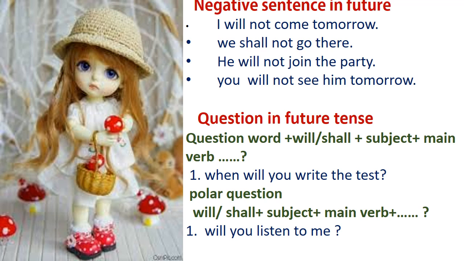Polar question. For yes or no type question, the question begins with the will or shall plus subject plus main verb. Continue with the adjective or adverb. Ends with the question mark. See the example. Will you listen to me? Will is the auxiliary verb in future tense. You is the subject. Listen is the main verb. To me is the object.